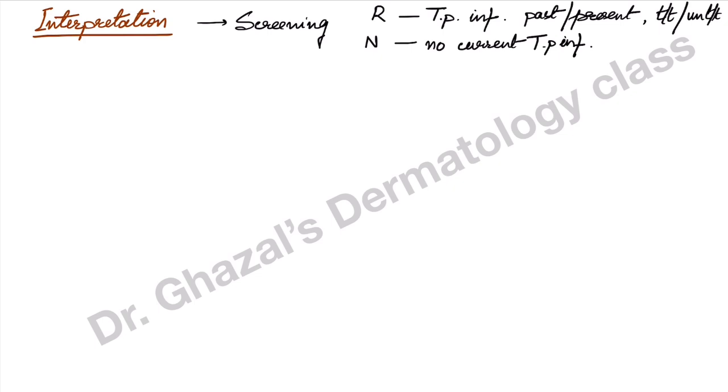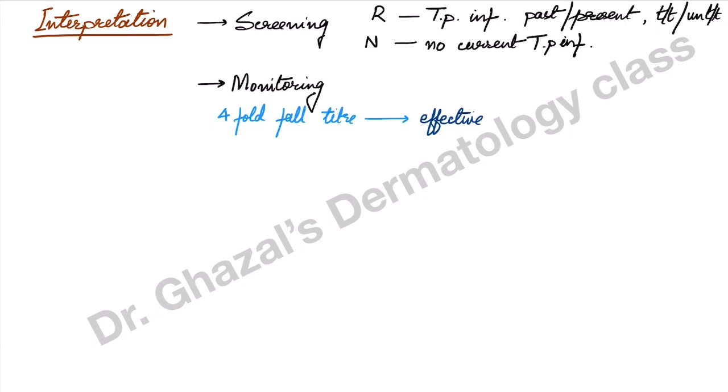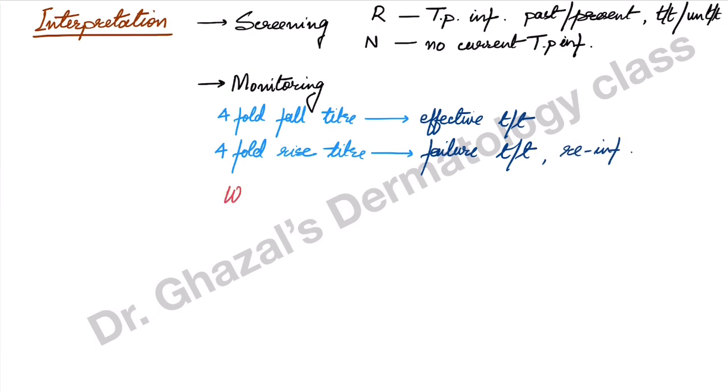Now, if you are monitoring the patient, that means you have given the treatment and then you are following up the treatment, then there should be a fourfold fall in the titer as explained earlier, or a two dilution fall in VDRL reactivity, to say that the treatment was effective. If there is a fourfold rise in titer, it means there is failure of the treatment or the patient has been reinfected. Now the question arises, when should this be done?